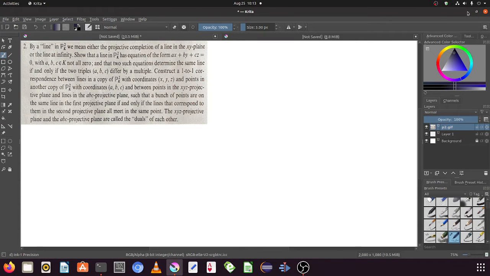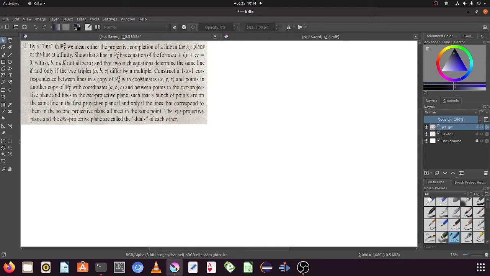exercise of section 3. So by a line, we mean either the projective completion or the line at infinity. Show that a line in the projective space has an equation of that form, and the same line if and only if two triples differ by a multiple. Okay, actually, in the theory I read, a line was defined that way. So a line was simply defined by being the solution to an equation of this form.